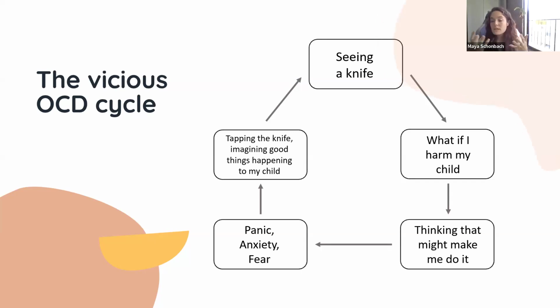If that was real, everyone would feel that. And then a compulsion could be tapping the knife, or it could be mental, like I said, imagining good things happening to my child, and then the anxiety and the fear subsides, and then it would just happen again and again and again because triggers are unavoidable.